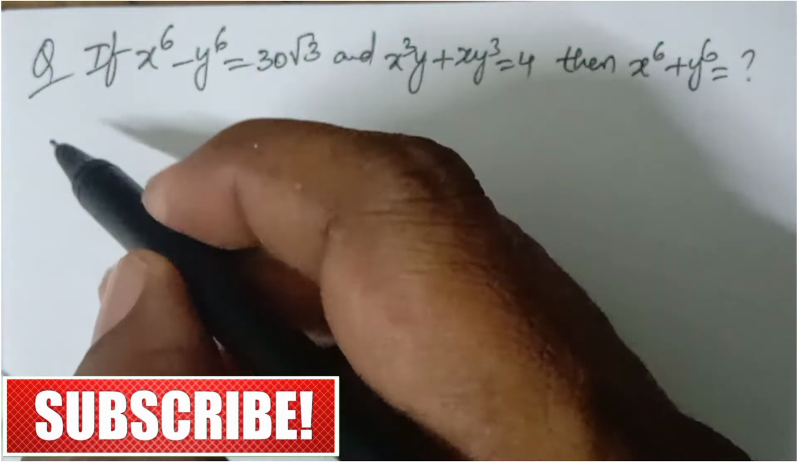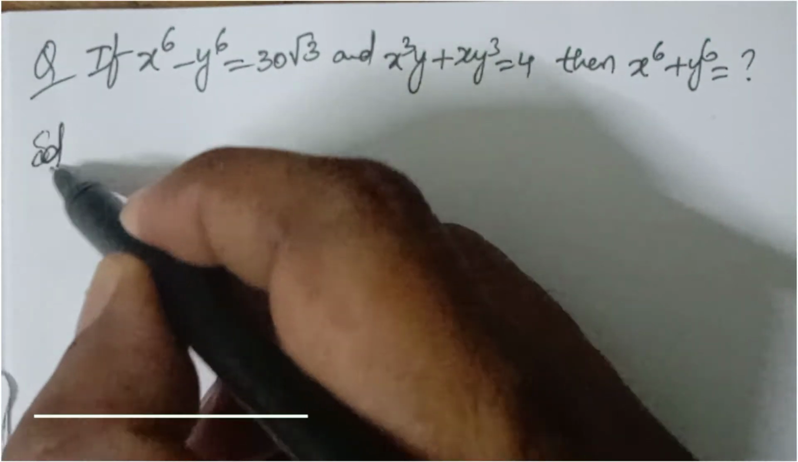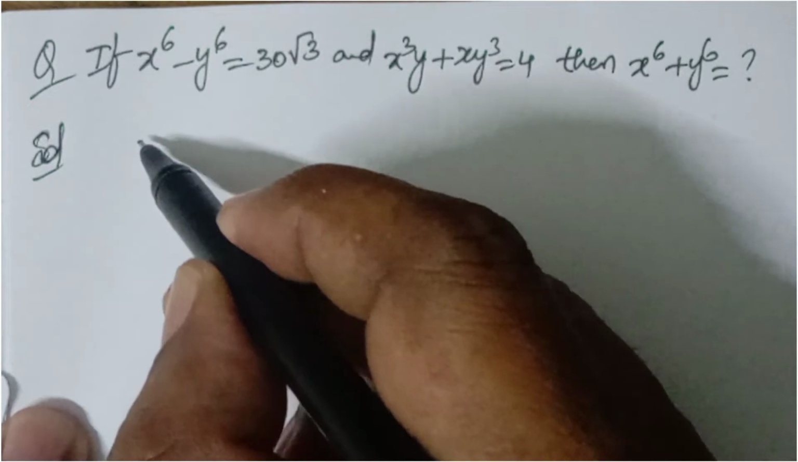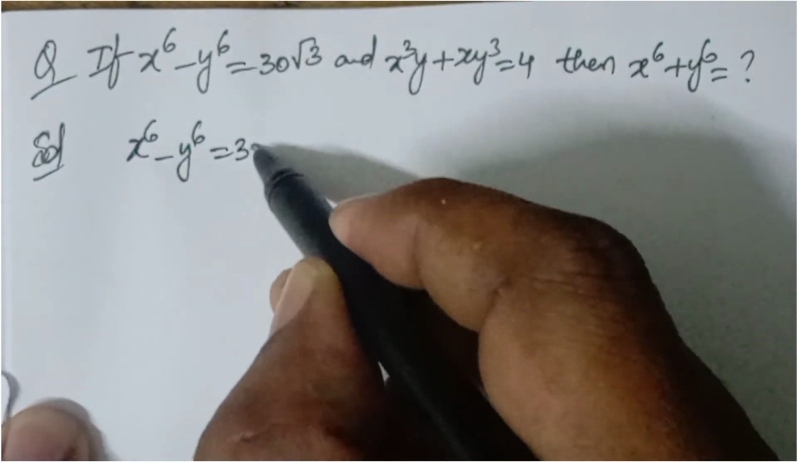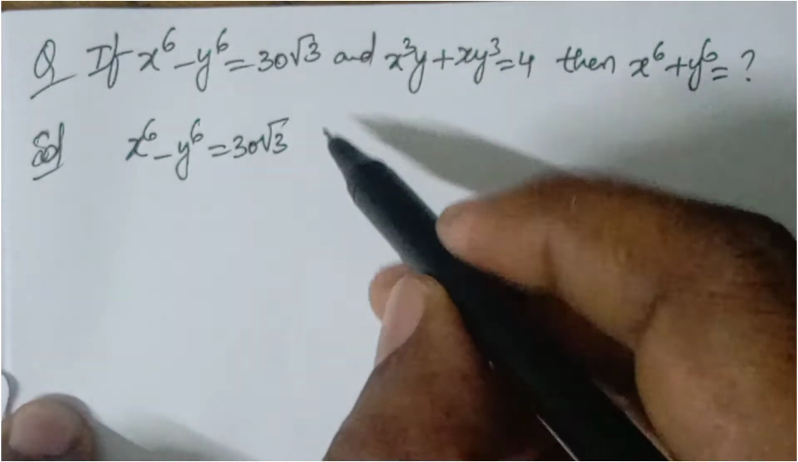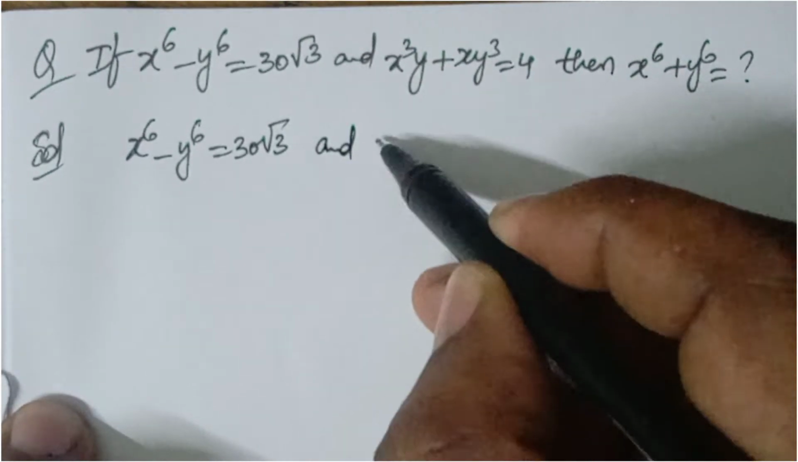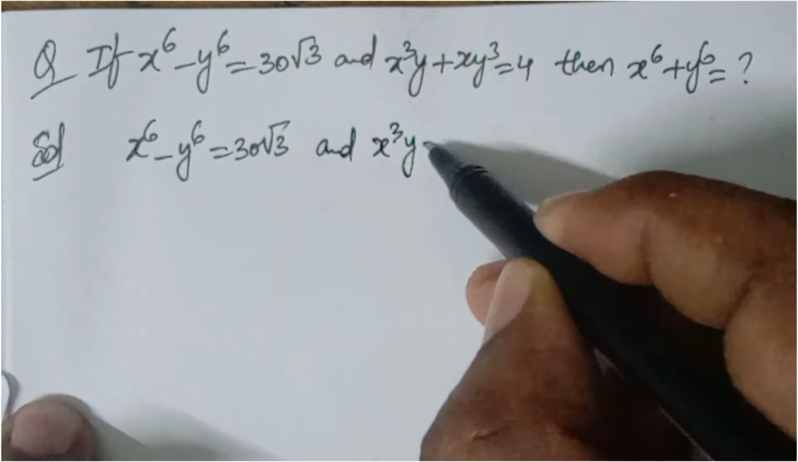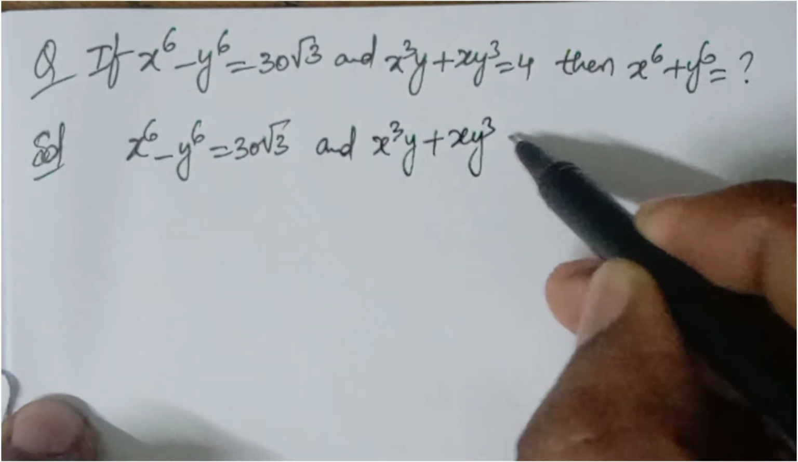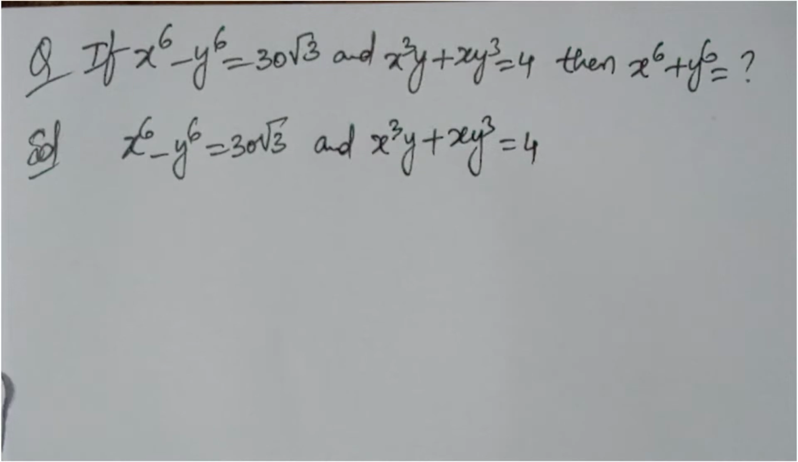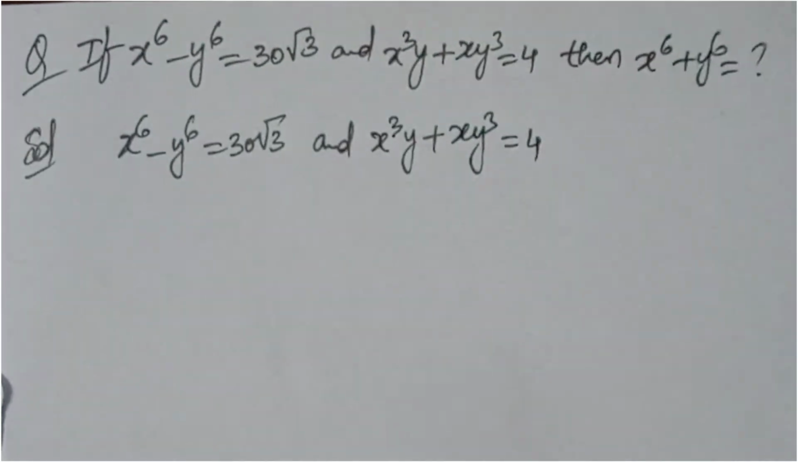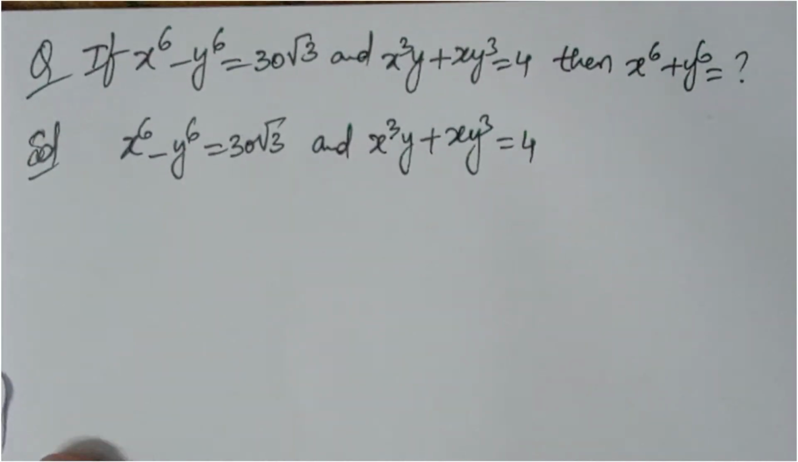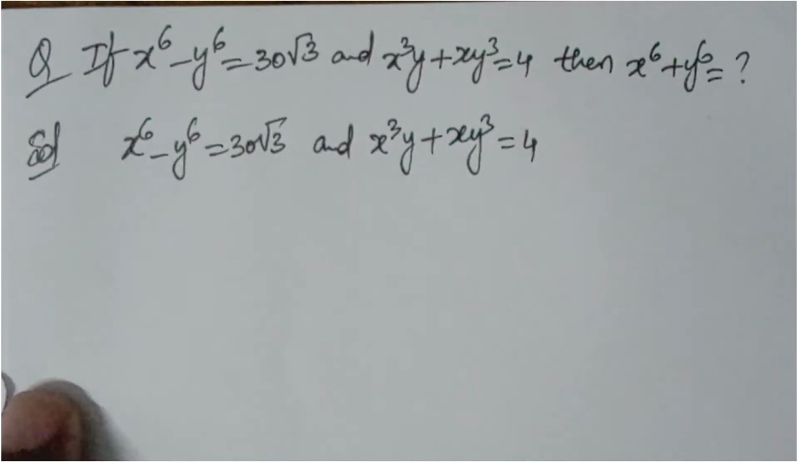So here first of all, what is given? x power 6 minus y power 6 is equal to 30 root 3, and x cube y plus xy cube is equal to 4. In this problem, first of all, you have to find the values. Some critical logics will be there. So what is the logic here?